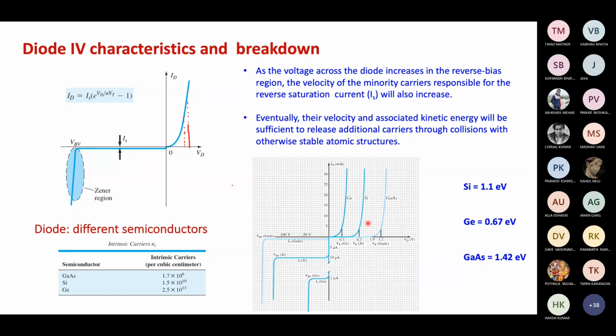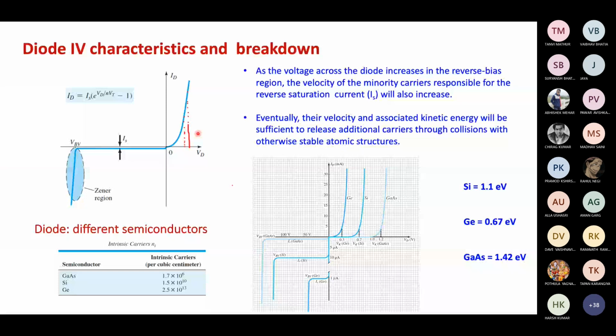Sir, why is the value of VD greater in the case of gallium arsenide than in the case of silicon? The intrinsic carriers are greater for silicon, so VD must be greater when the breakdown is happening. By VD you mean this cut-in voltage, the voltage at which this happens? Yes.